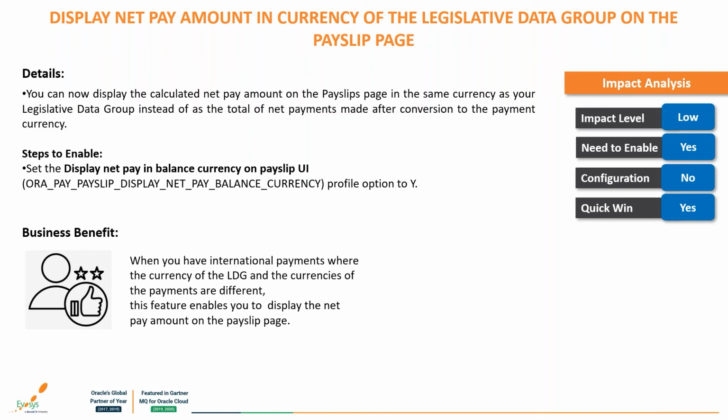net pay. Post 22A, the system would display the amount paid to the employee in the currency of the legislative data group. And to opt in for this feature, we need to make sure that the Aura Pay Payslip Display Net Pay Balance Currency Profile option is set to yes.